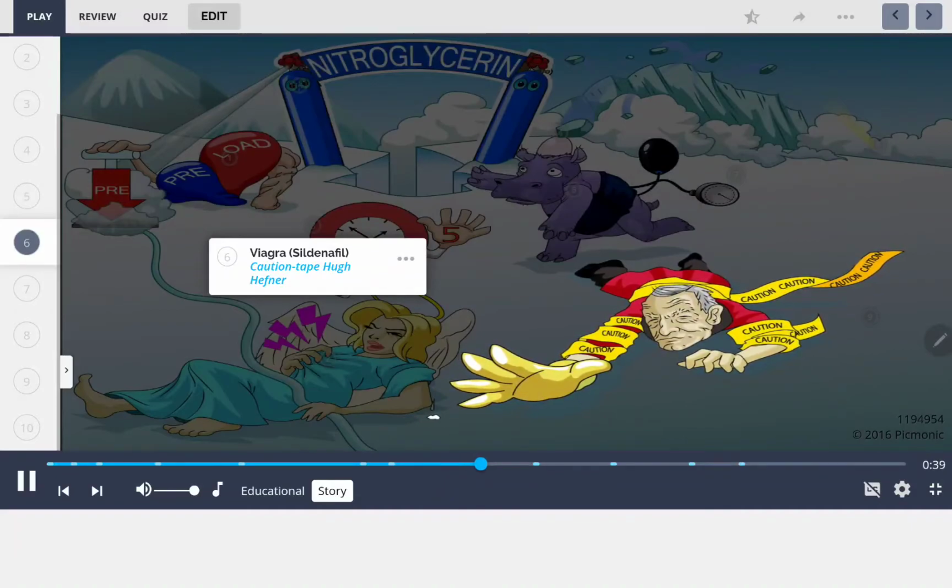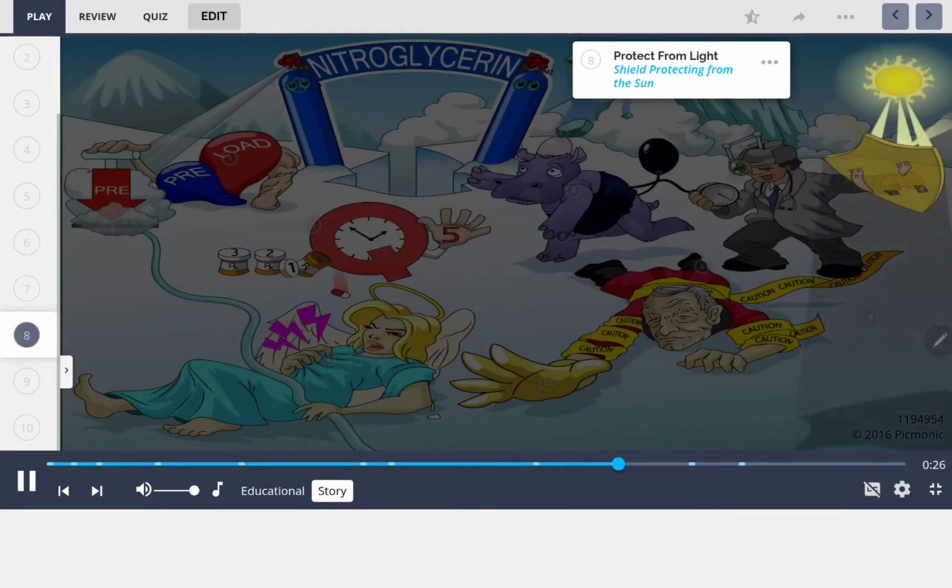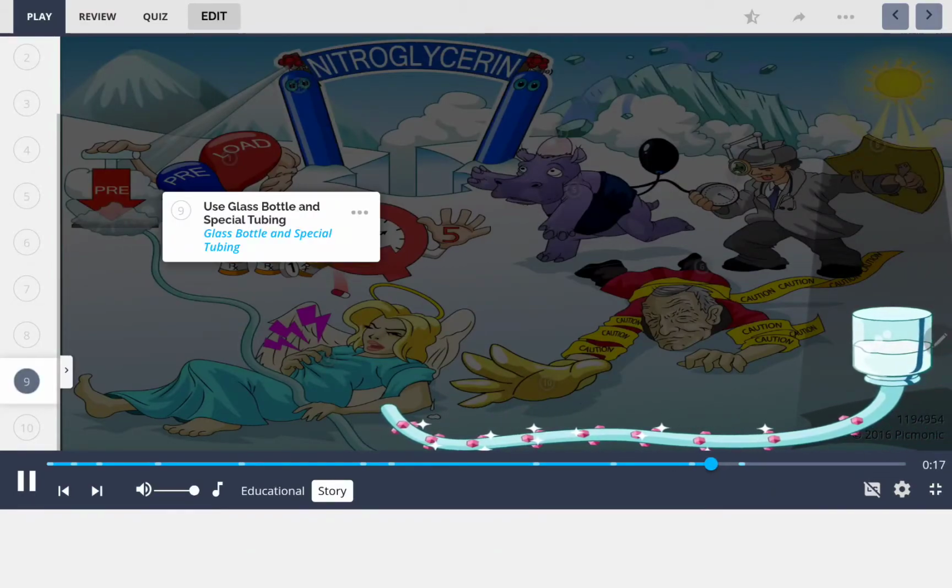But as soon as the old creeper showed up, he was wrapped in caution tape and forbidden from going near the angels or the glacier. When the scientists learned of the glacial melting, they came to help. Now they struggle to save the hippos by assessing their blood pressure. And they do everything they can to protect the glacier and its medicine from the sun, using shade from a glorious shield. For the time being, this preserves the medicine in the glass bottle and special tubing.